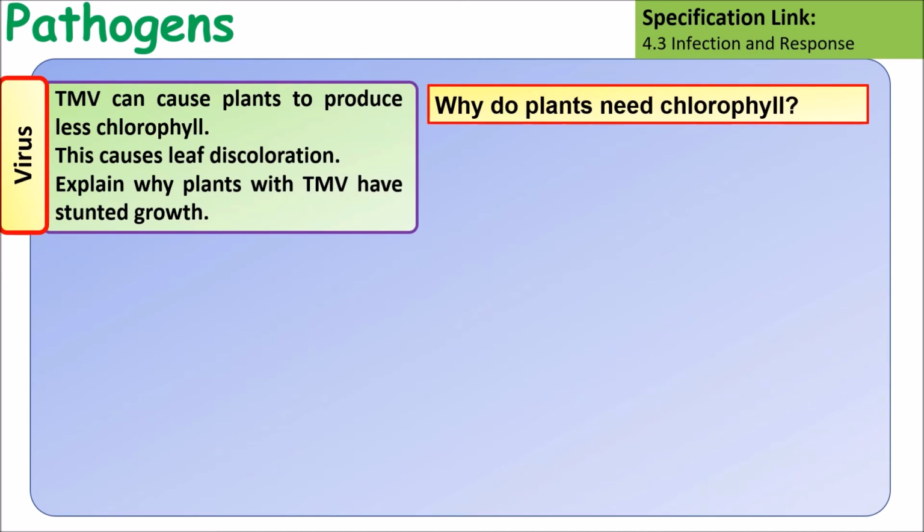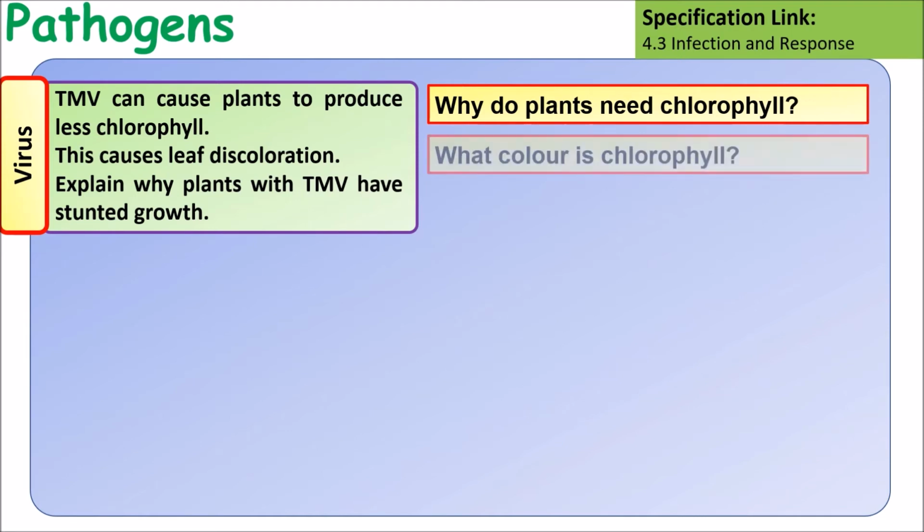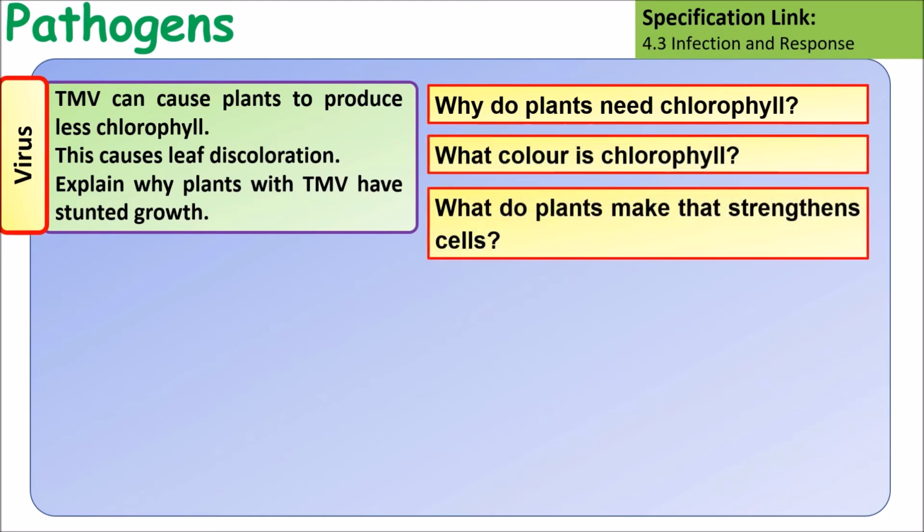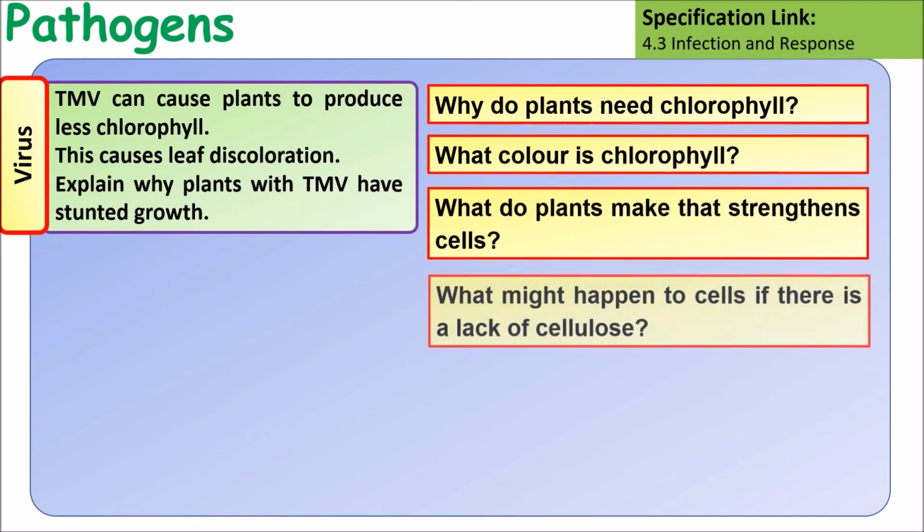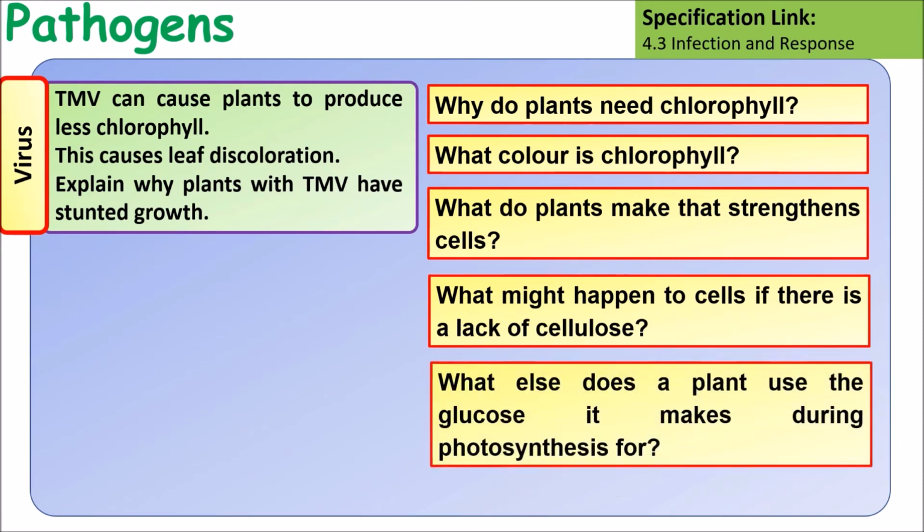So a question about tobacco mosaic virus. So tobacco mosaic virus causes plants to produce less chlorophyll. This causes discoloration. Explain why plants with TMV have stunted growth. So things that you need to think about are why plants need chlorophyll, what colour is chlorophyll, what do the plants make that strengthens cells, what might happen to the cells if there is a lack of cellulose, and what else does the plant use the glucose it makes during photosynthesis for. So pause the video, have a think about how you would answer that, then go and have a look at the answers.